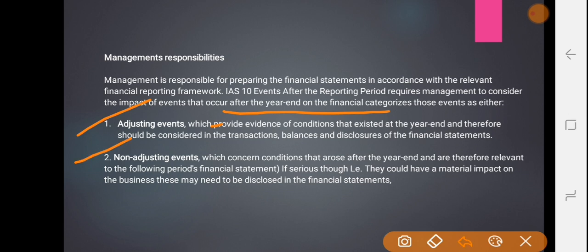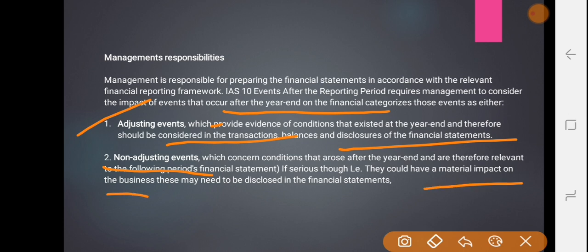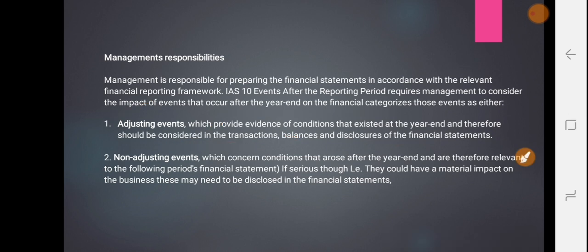Adjusting events provide evidence of conditions that exist at the year end and therefore should be considered in the transaction balance and disclosure of a financial statement. Non-adjusting events are conditions that arise after year end and are therefore relevant to the following period's financial statement. If they could have a material impact on the business, this may need to be disclosed in the financial statement. So this is about management responsibilities with respect to adjusting events and non-adjusting events.